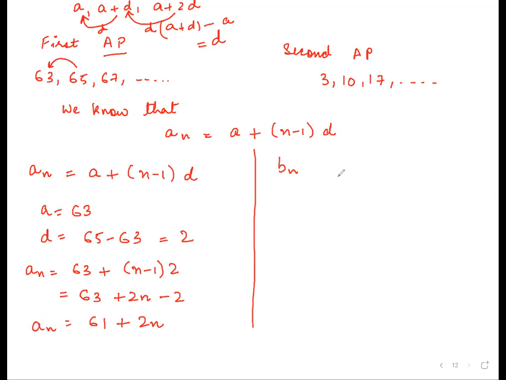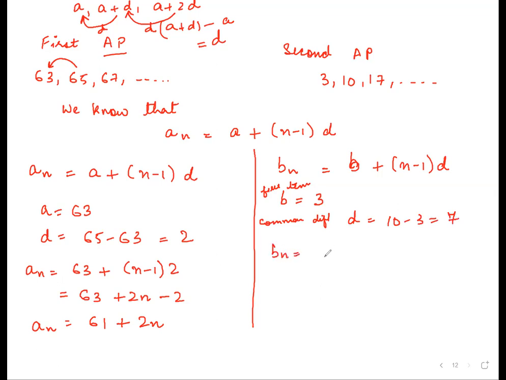Now for the second one, again, the formula is the same: b plus n minus 1 into d. I'm just naming it b to differentiate. So the first term b is 3, and the common difference is 10 minus 3, which is 7. Good. So the nth term becomes 3 plus n minus 1 into 7. So this is 3 plus 7n minus 7. 3 minus 7 is minus 4, plus 7n. This is your bn, right?